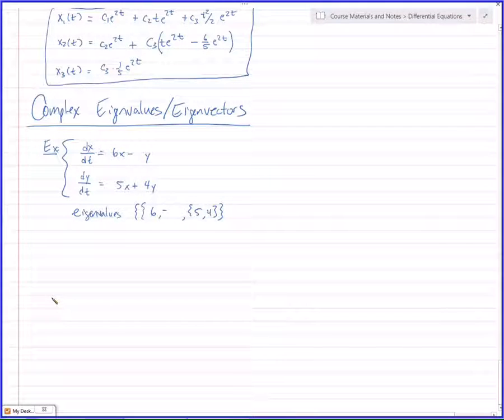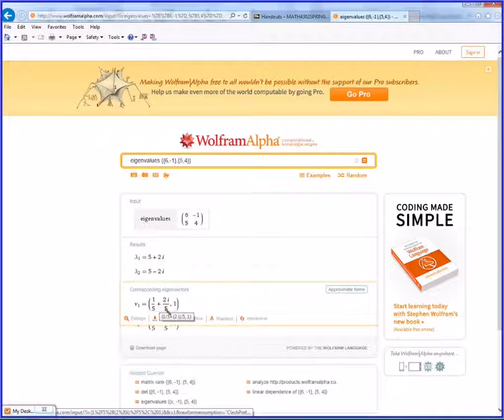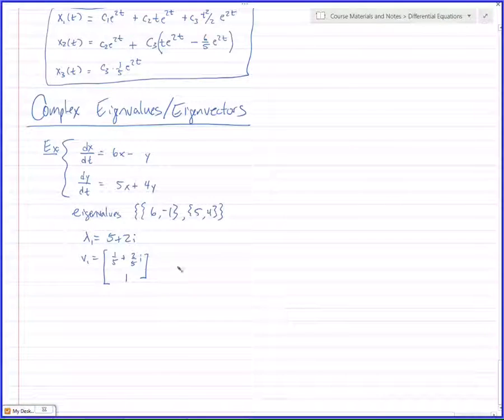So this is a 1 here. And I got lambda is 5 plus 2i, that's lambda 1, and v1 was (1/5 plus 2/5 i, 1). Double check that. Lambda 1 is 5 plus 2i, and v1 is (1/5 plus 2/5 i, 1). And lambda 2 is 5 minus 2i. v2 is (1/5 minus 2/5 i, 1).